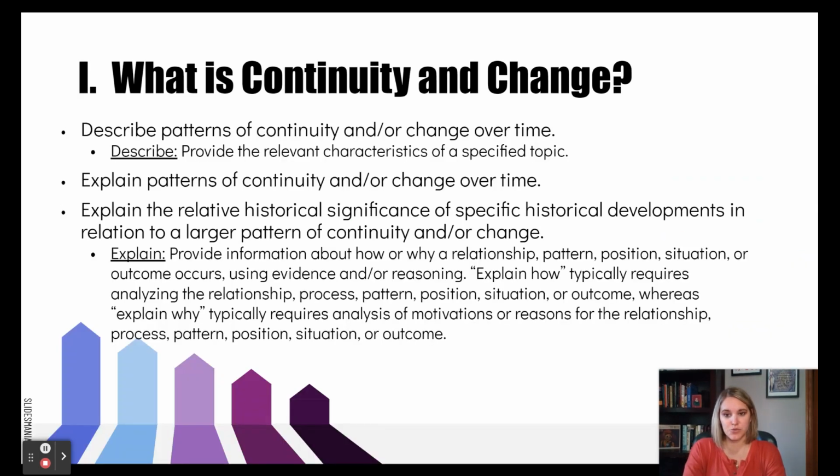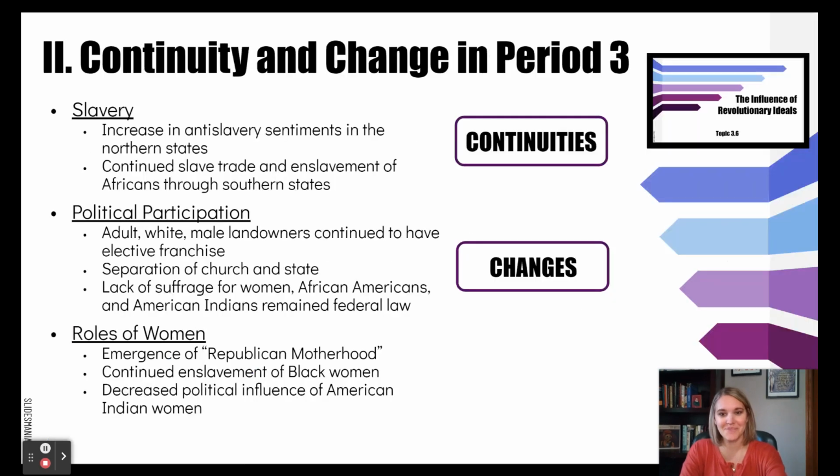Specifically, the College Board wants you to be able to describe or provide the characteristics of continuity and change, explain patterns, and explain the historical significance of those patterns. By explaining, it takes it a step further than describe. You need to provide additional information. It requires analyzing the relationship or the process, and it includes analysis of motivations or the reasons for the relationship. So describe is more of an entry-level skill. Explaining is being much more thorough in the way that you explain or describe what is happening.